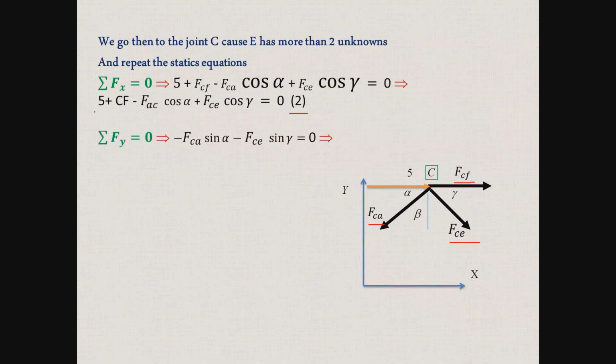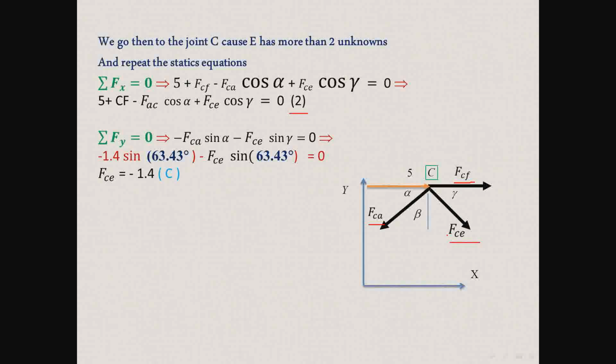The sum of the forces in the y direction equals 0. So we have minus FCA sine alpha minus FCE sine gamma. Calculating this equation, we can see that FCE equals minus 1.4, so the assumed direction of FCE is wrong, and this is the right direction.